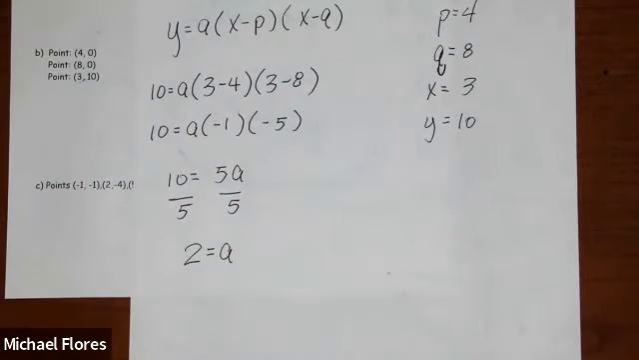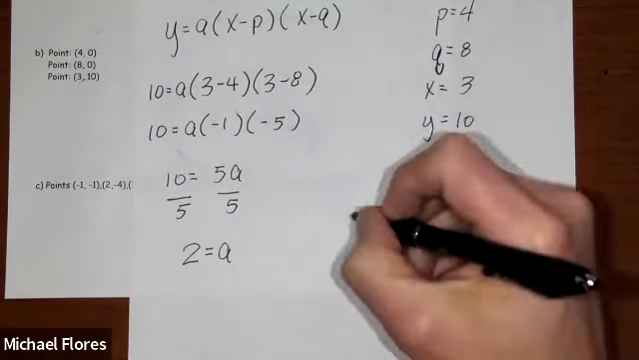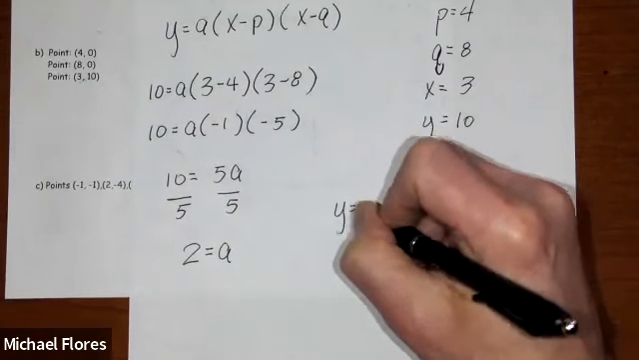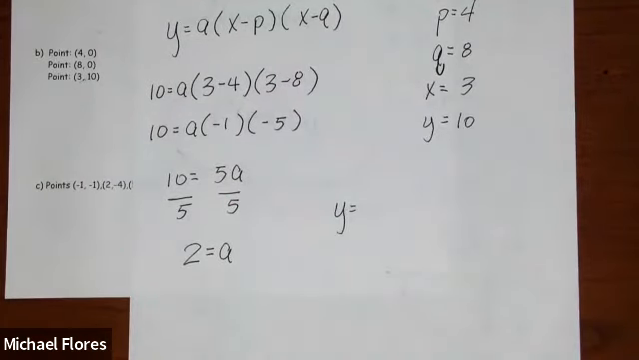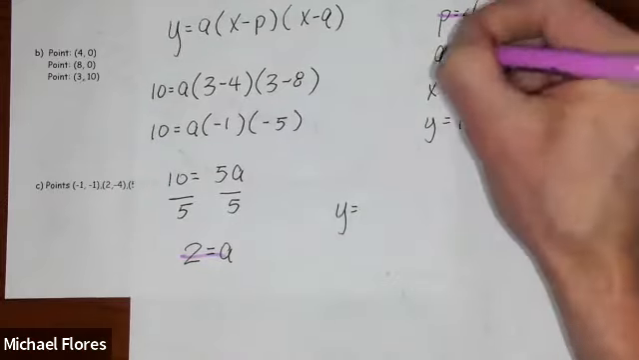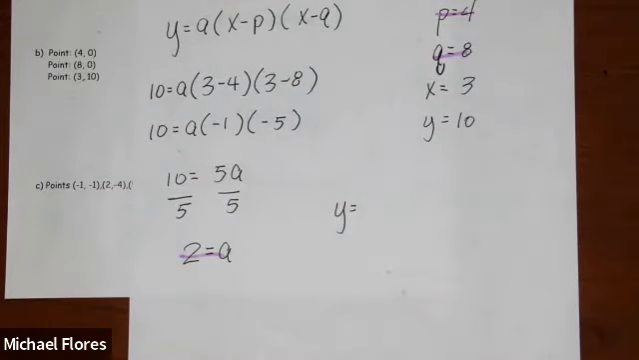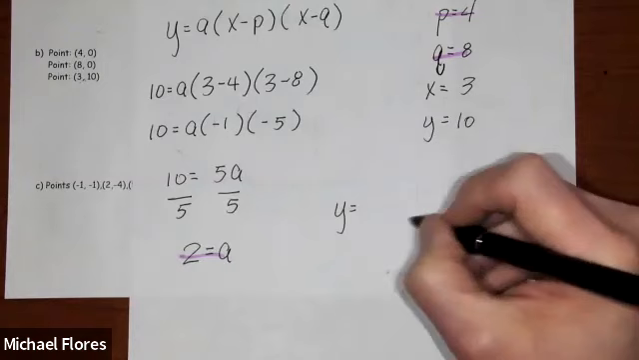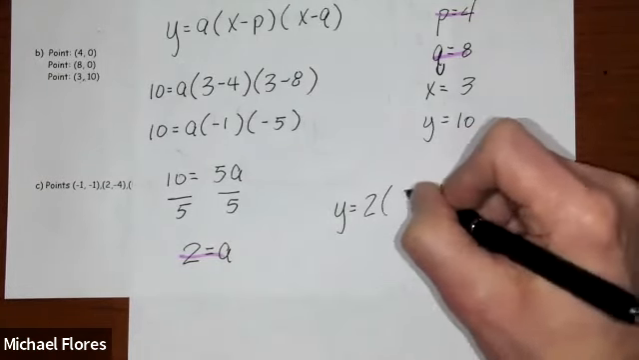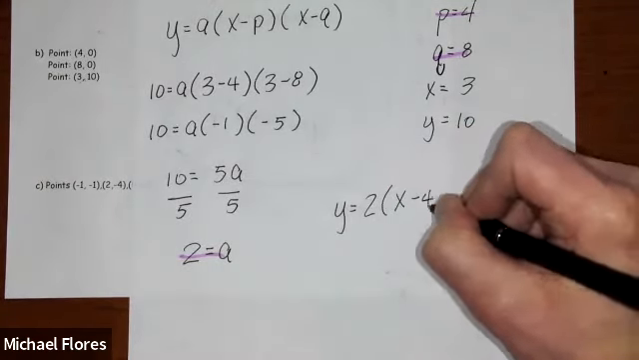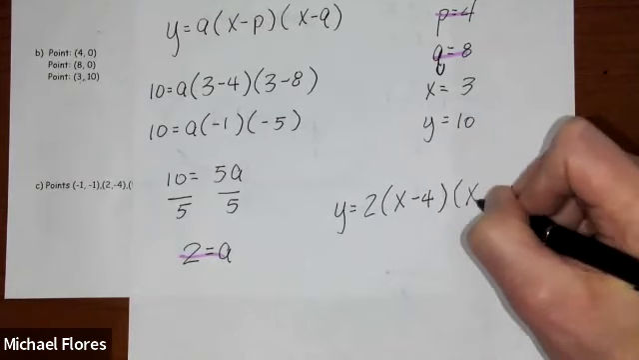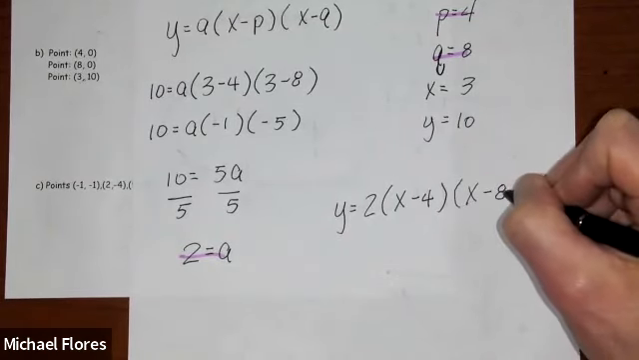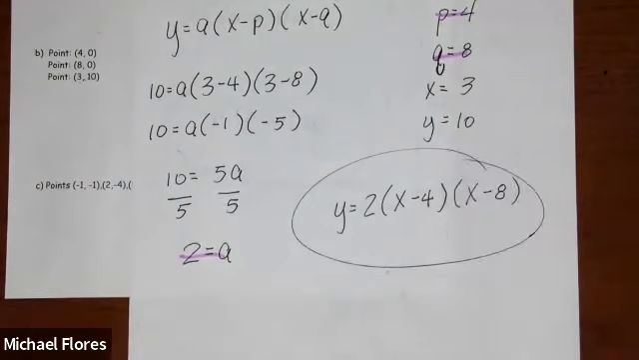Yay! We have an A value of 2. So whenever we go to plug this in, we only need to plug in our A value and our P and Q values into factored form or intercept form. And that's your answer.